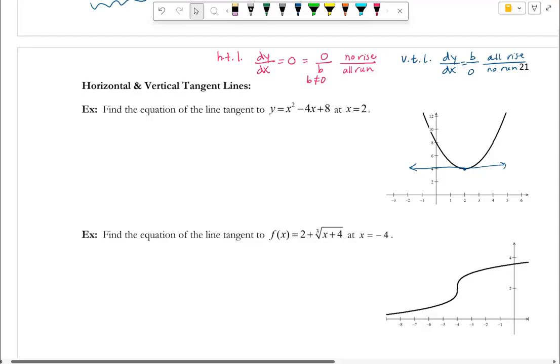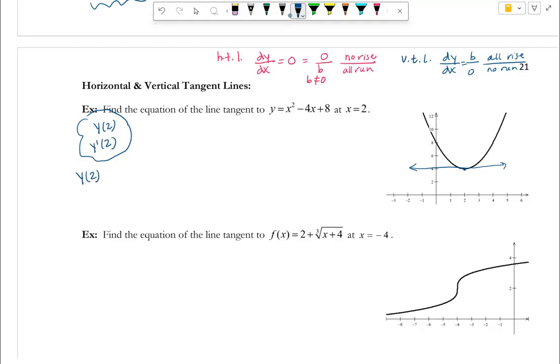I know that if I'm writing the equation of my tangent line, I'm going to need to find y of 2. That's going to give me my point of tangency. I'm also going to need to find y prime of 2. That derivative is going to give me the slope of my tangent line when x equals 2. So to find y of 2, I just plug in a 2. So 2 squared minus 4 times 2 plus 8 is 4 minus 8 plus 8, which is just 4. So our point of tangency is (2, 4).